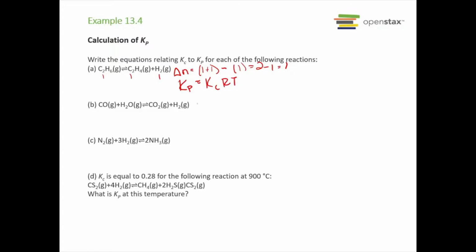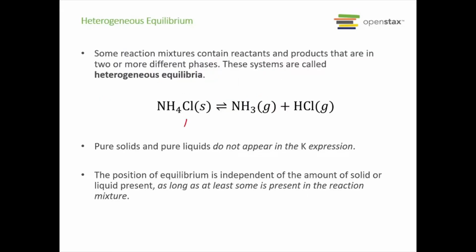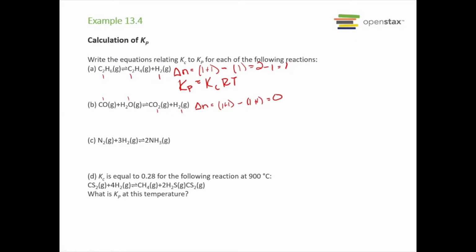For B, our delta N, we have 1 and 1. 1 plus 1 minus 1 plus 1. So that's 0. So in this case, Kp is equal to Kc times RT to the 0 power. Anything to the 0 power is 1. So Kp and Kc are the same.